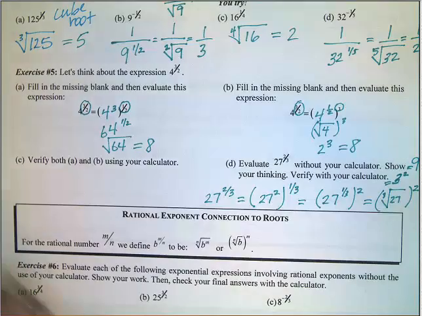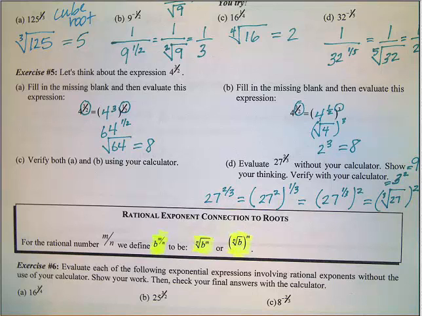So pause the video and please read it and look at it. So for the rational number m over n, we define b to the m over n to be the radical with n as the index and m as the exponent. Or we could have in parentheses a radical with n as the index and our base inside, and then it's all raised to the m, okay?